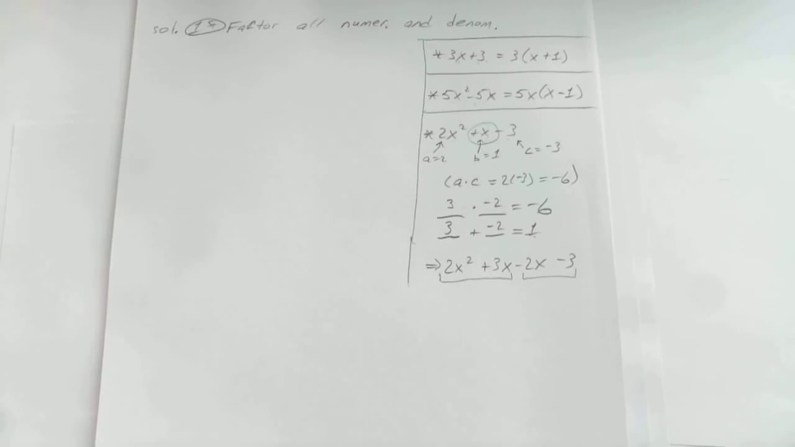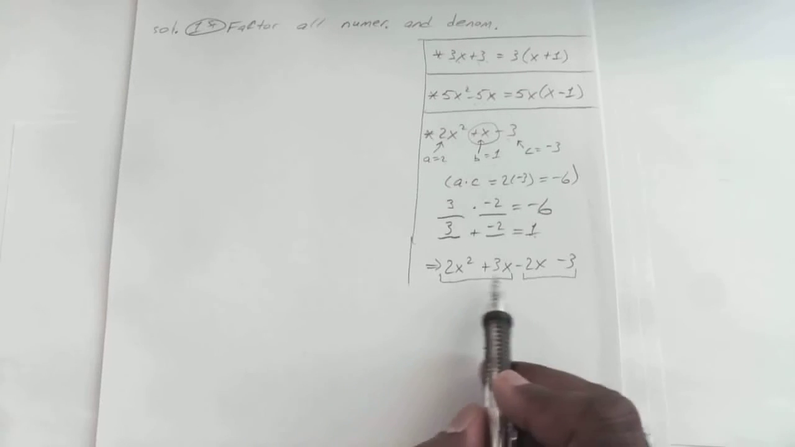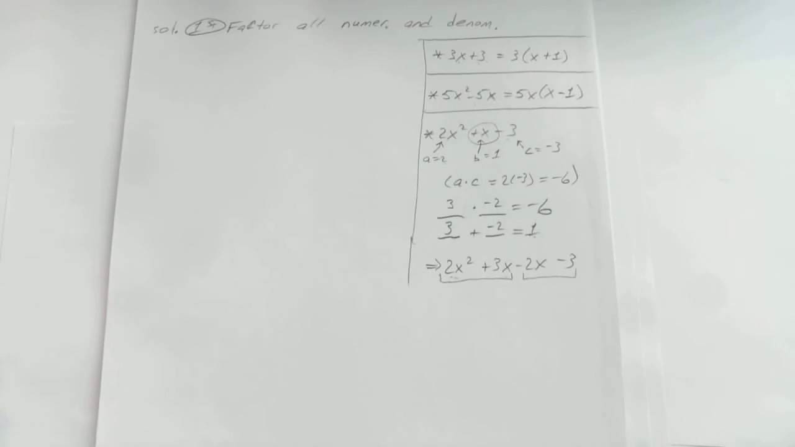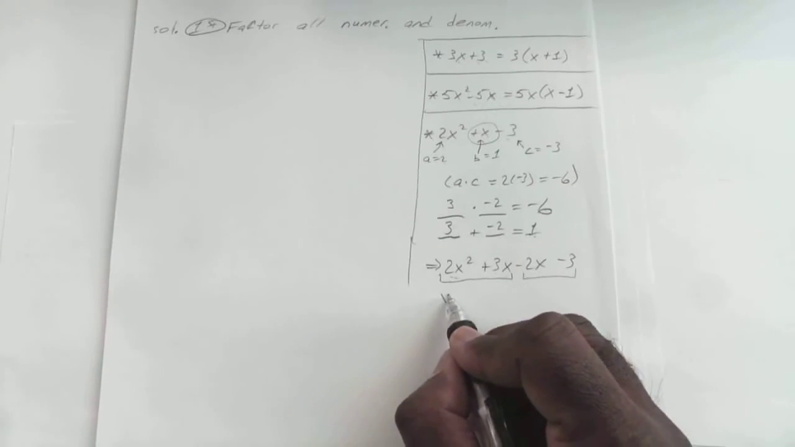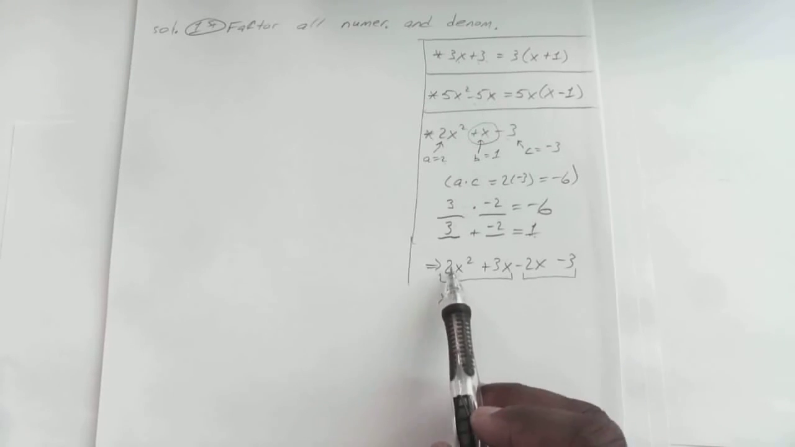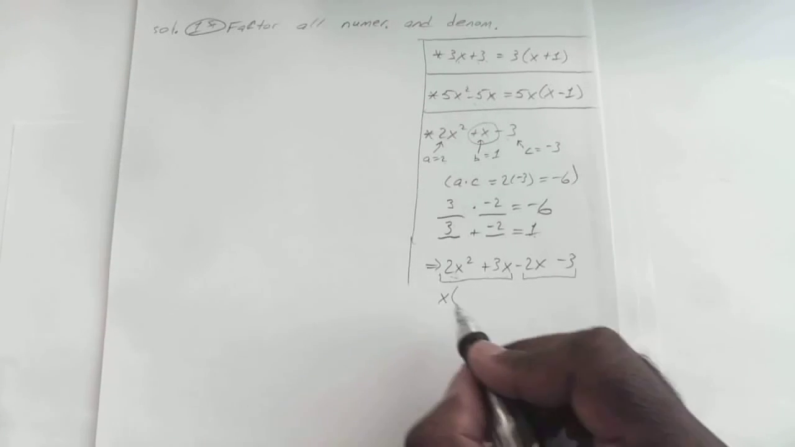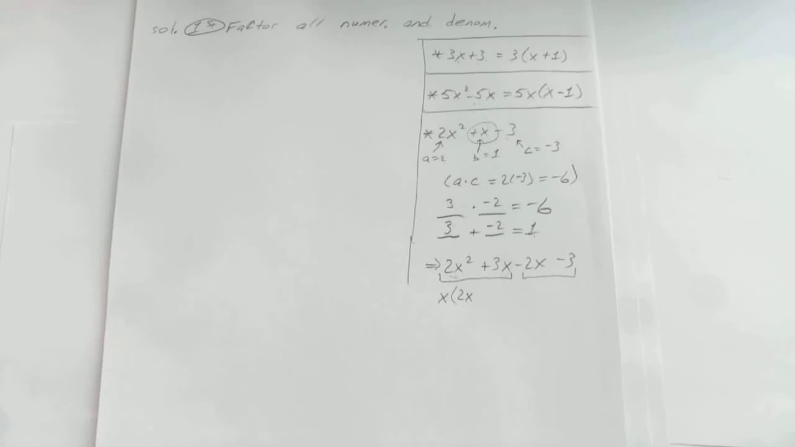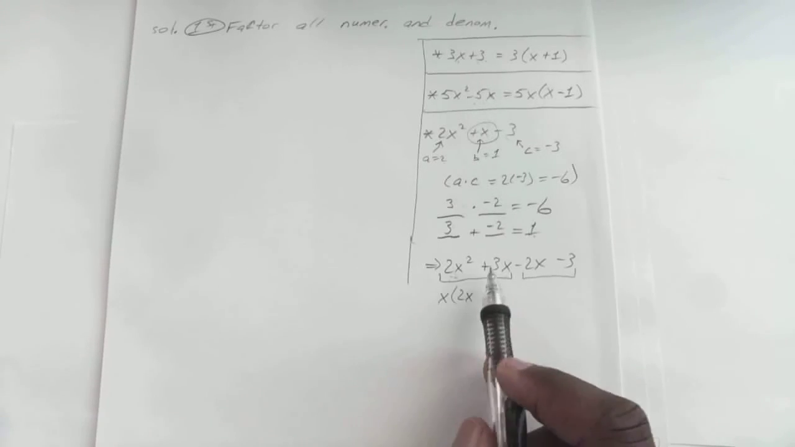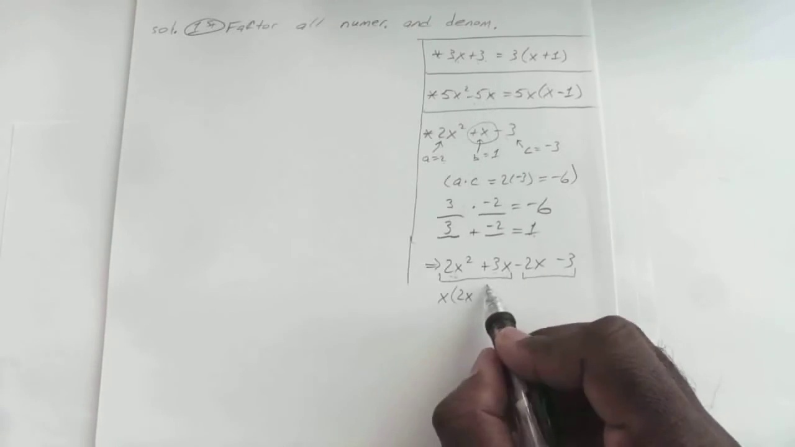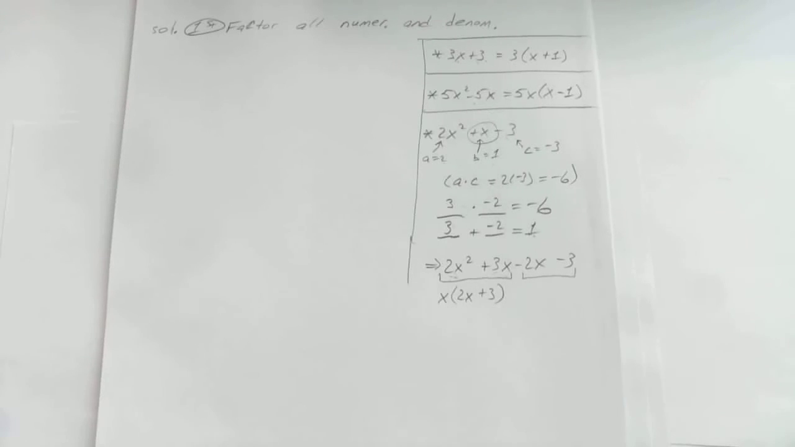So we make our two smaller terms. And for these two, we can factor out an x. So x times 2x will give us our 2x squared, so we put our 2x here. And x times 3 would give us our 3x, so we put our plus 3 there.